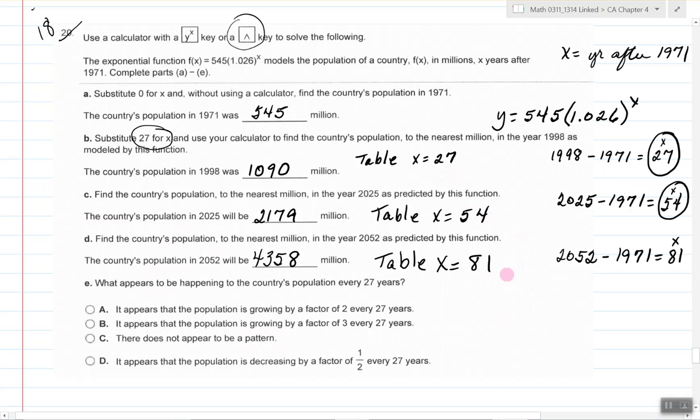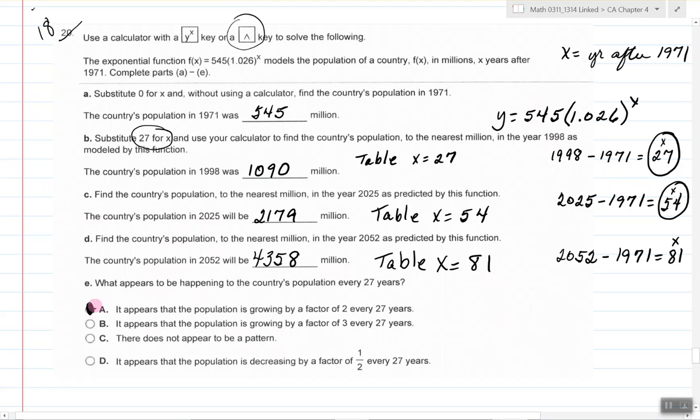Now, you might not have realized it, but they went 27 years here since 1971, 27 years more, 27 years more. What is happening? Well, it went from 1,090 to almost 1,100 million. I'm just going to leave off the million for a minute. This looked like about 1,100, and then about 2,200, and close to 4,400. It looks like it's doubling. And so I would choose A.